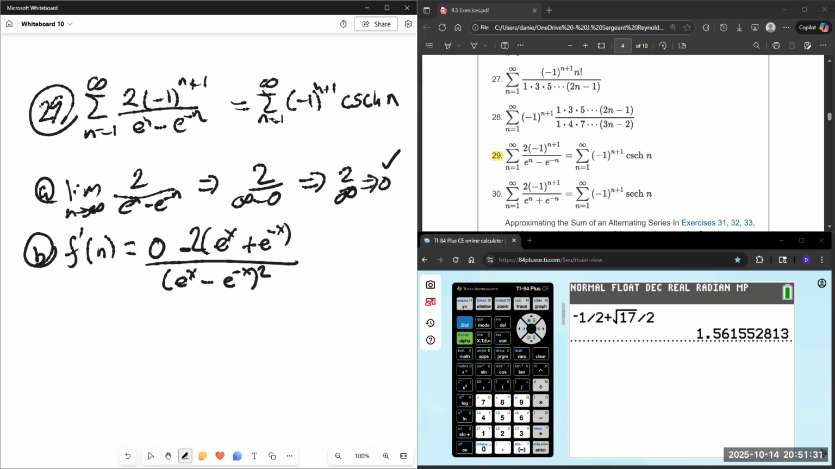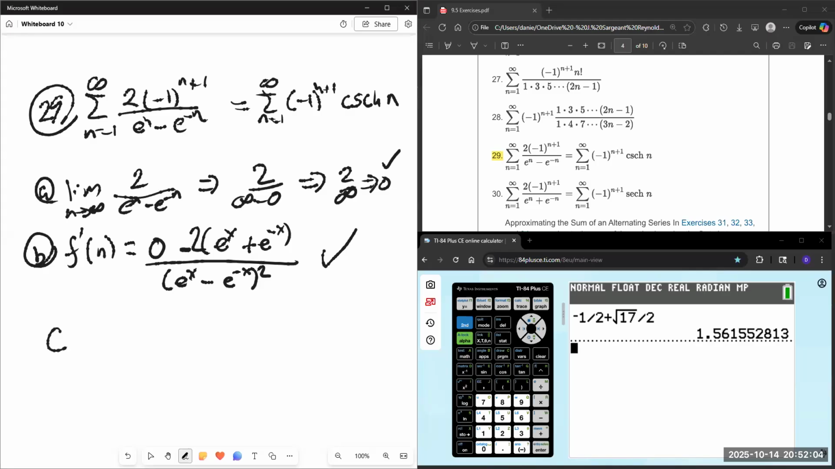So if I look at this thing here, this will be a positive number and a small positive number, but this will always be bigger. So this positive number squared will always be positive. This will always be positive. This will be negative. This is going to be decreasing. So check. So f of n is decreasing on 1 to infinity.